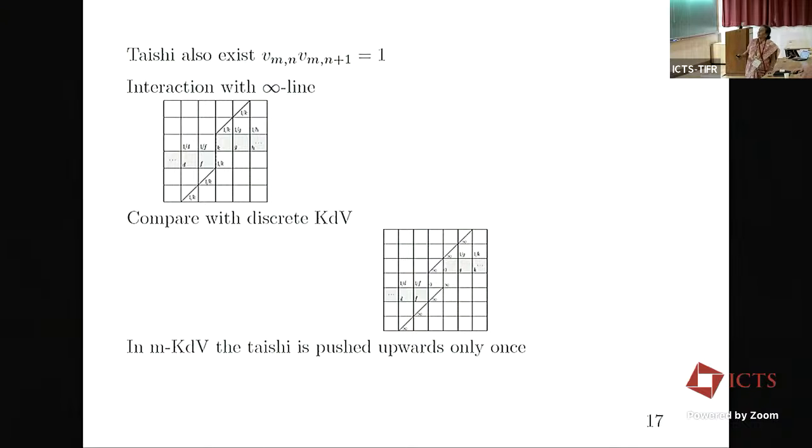So here also you have an infinite line of infinities. We have a Taishi in this case, as we have in the discrete KdV. Look at this. The Taishi will happen for this value. Look at this, and the interaction with the infinite line. See, this is something interesting. In the case of modified KdV, the Taishi is pushed only one step upward, whereas in the case of KdV, the Taishi is moved 2 steps upwards. This is the major difference.